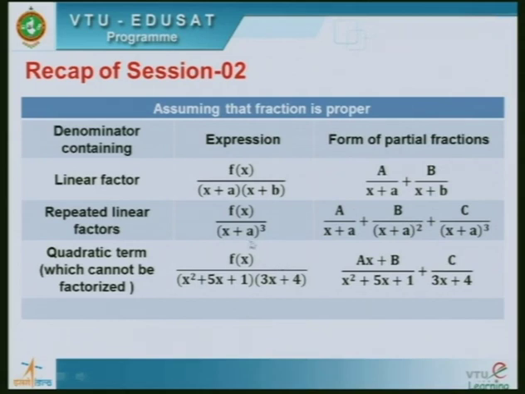And if the denominator has a quadratic form, f(x) divided by x square plus 5x plus 1 is a quadratic term in the denominator, and another term is linear. In such cases, we used c divided by 3x plus 4, that is a linear factor. Wherever a quadratic factor is there, we use ax plus b divided by x square plus 5x plus 1. Here, the quadratic term cannot be factorized into linear factors, so we use the form ax plus b divided by x square plus 5x plus 1.